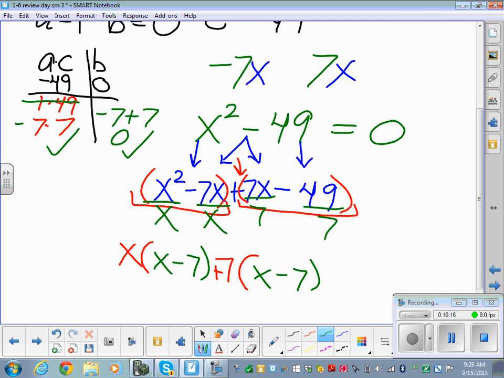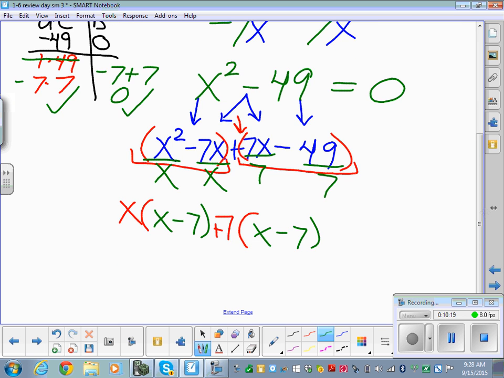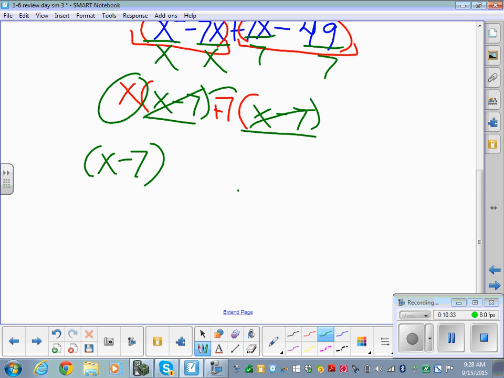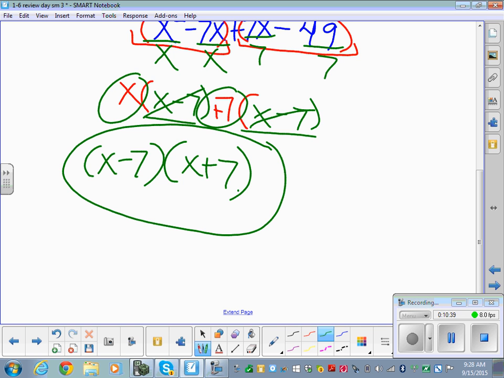Okay, check your safe haven. Are we safe? Yes, we have inside the parentheses exactly the same thing. Safe haven. If the sign is different, you've done something wrong. So now we can pull out the safe haven. x minus 7, and then those divided out, so that left you with x plus 7. And it didn't say to solve by factoring, it just said to factor, so we're done. We could solve this one easily, though. Makes sense, everyone?